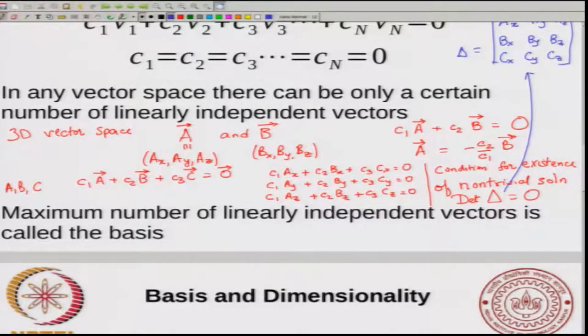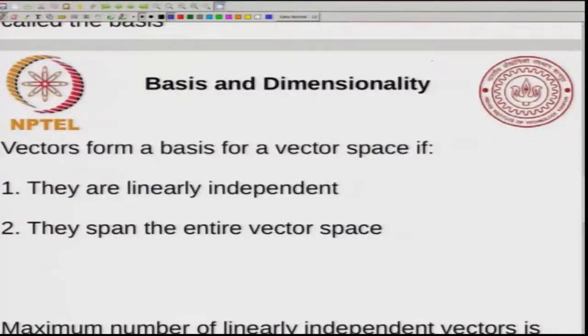Okay. So, what I want to say is that in 3D space, you can have a maximum of three linearly independent vectors and we will see this in a few minutes. Okay. So, this brings us to the idea of basis and dimensionalities. So, if you have a set of vectors, they form a basis for a vector space if two conditions hold: first, they should be linearly independent and second, they should span the entire vector space.